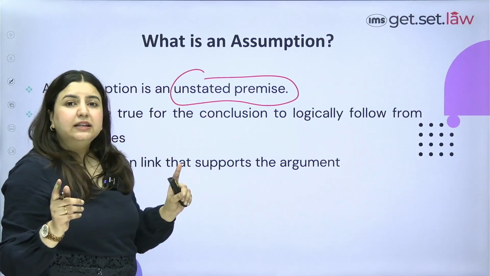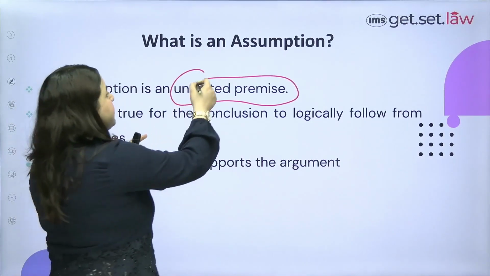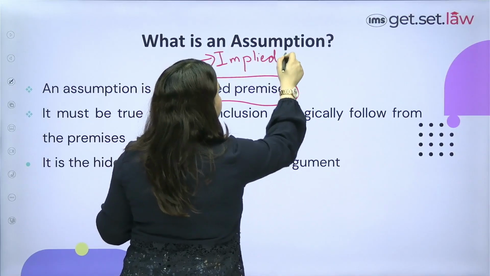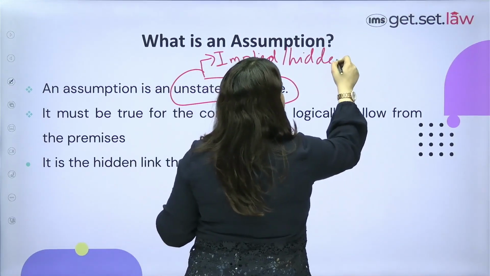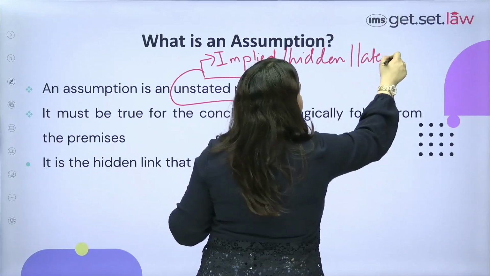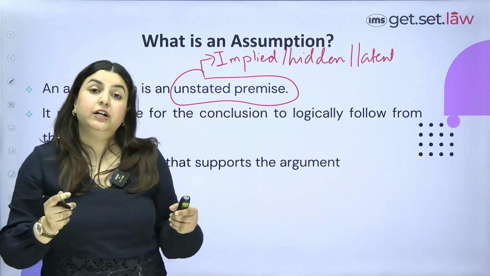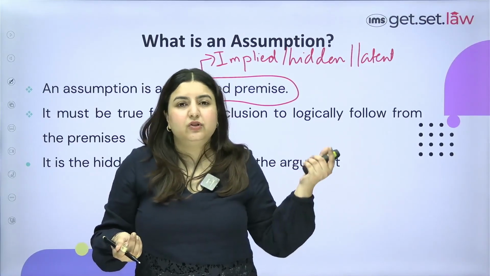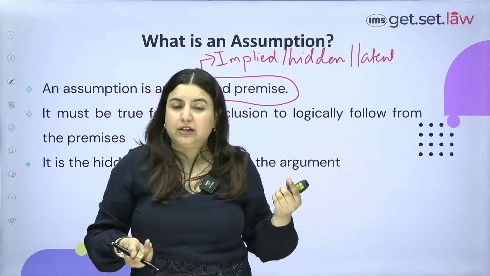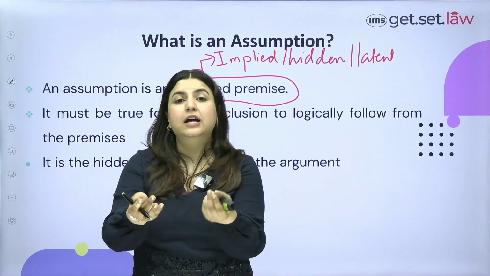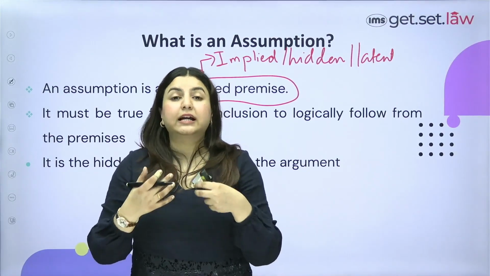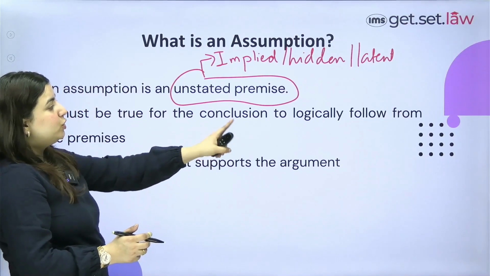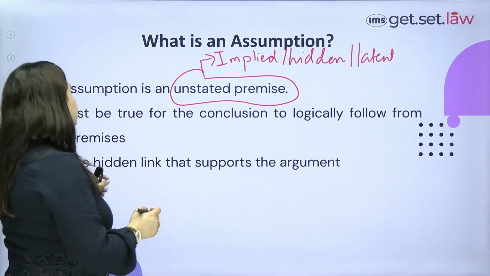So an assumption is nothing. It's an unstated premise. What does it mean? It is an implied statement. It is a hidden statement, right? It's a latent statement. It is not directly given. If it were directly given in the passage, then you would not call it an assumption. It's something which is right off the bat given. It's a premise only. But here it's implied. It's a fact that you take for granted, which you feel that you don't have to mention in the passage. Alright, it must be true for the conclusion to logically follow from the premises.